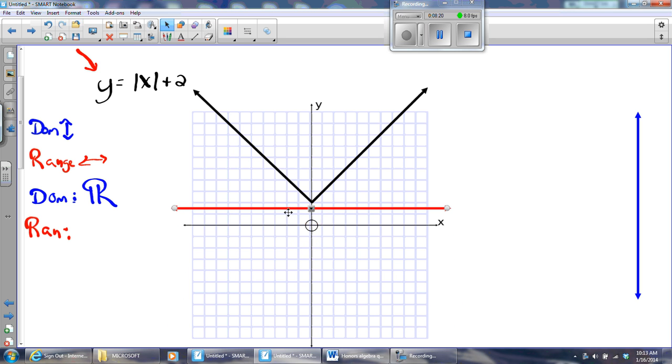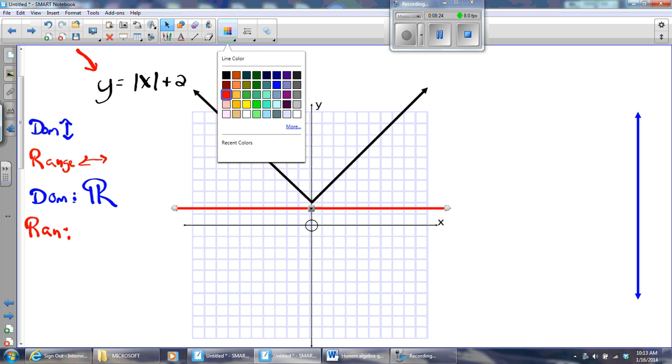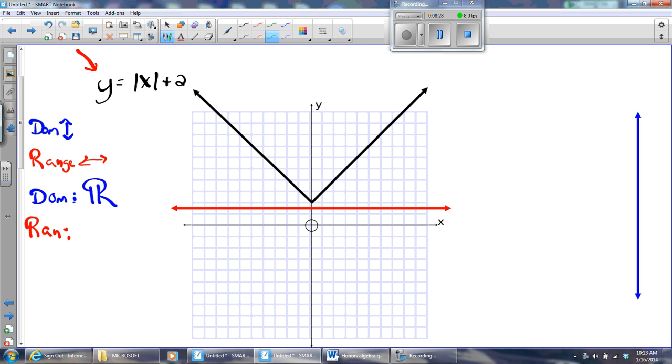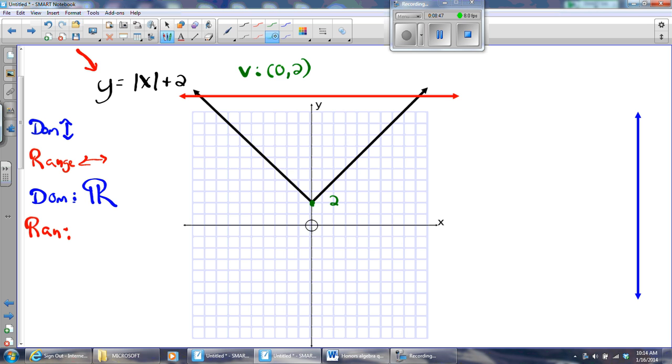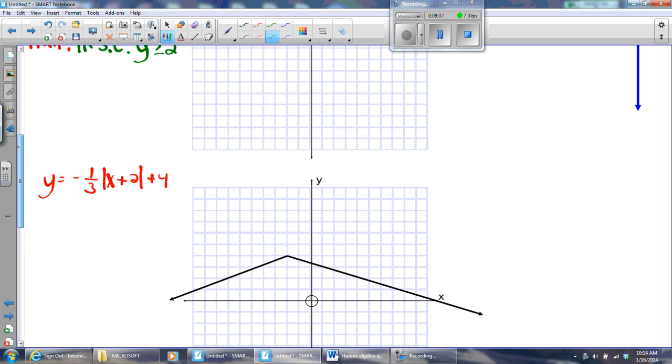Okay? So what's the vertex of this problem? Well, the vertex should be (0, 2), right? So the y value right there is 2. So it looks to me like for any point on this graph, the y coordinate will be 2 or larger. So my range is going to be all real numbers such that y is greater than or equal to 2. All real numbers such that y is greater than or equal to 2. Okay? All right, let's test it out on this one.